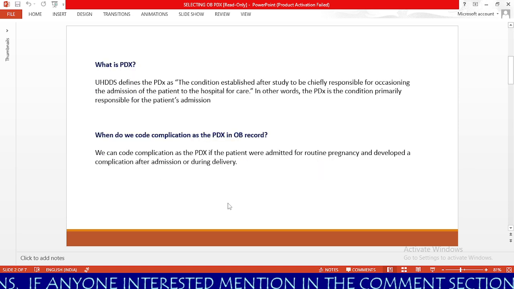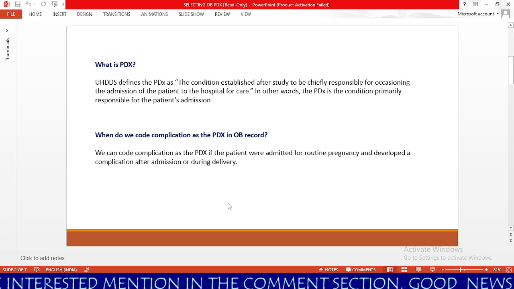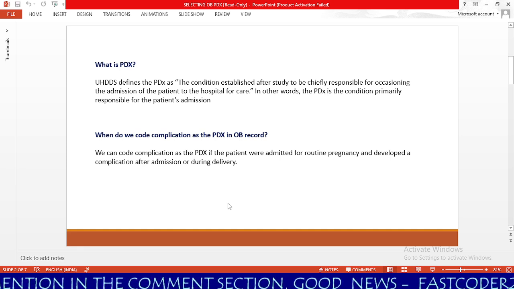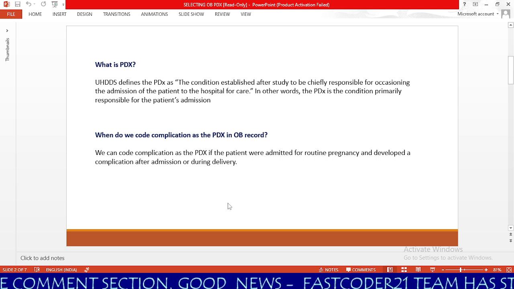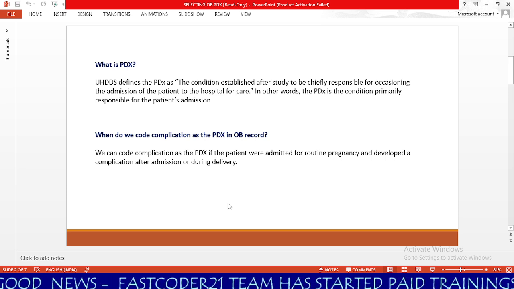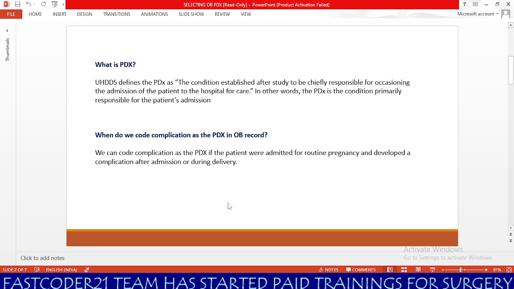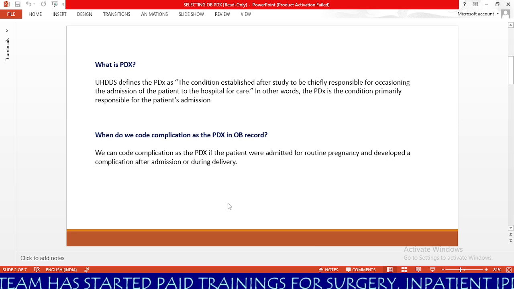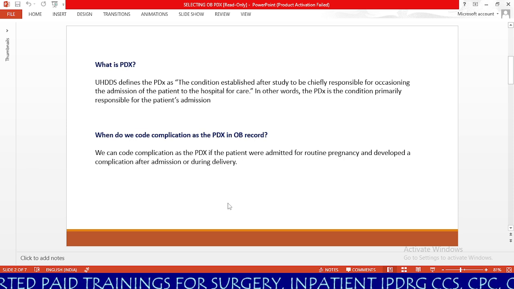First, we need to learn what is PDX. Based on the UHDDS definition, UHDDS means Uniform Hospital Discharge Data Set. As a medical coder, everyone needs to know about this one, and most of the time we use UHDDS in inpatient coding. UHDDS defines the PDX as the condition established after study to be chiefly responsible for occasioning the admission of the patient to the hospital for care. In other words, the PDX is the condition primarily responsible for the patient's admission.